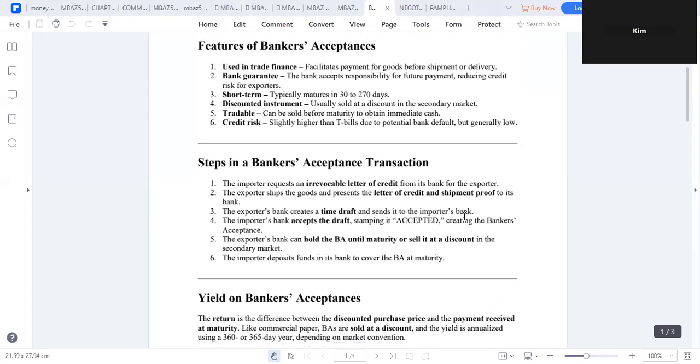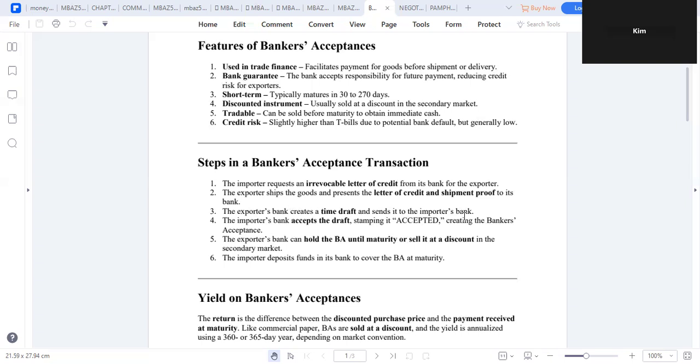So there are steps involved in the transaction of bankers' acceptances. The first being that the importer will request an irrevocable letter of credit from its bank for the exporter. Then the exporter will ship the goods and present the letter of credit and the shipment proof to its bank. Then number three, the exporter's bank will create a time draft, and this time draft is later sent to the importer's bank.